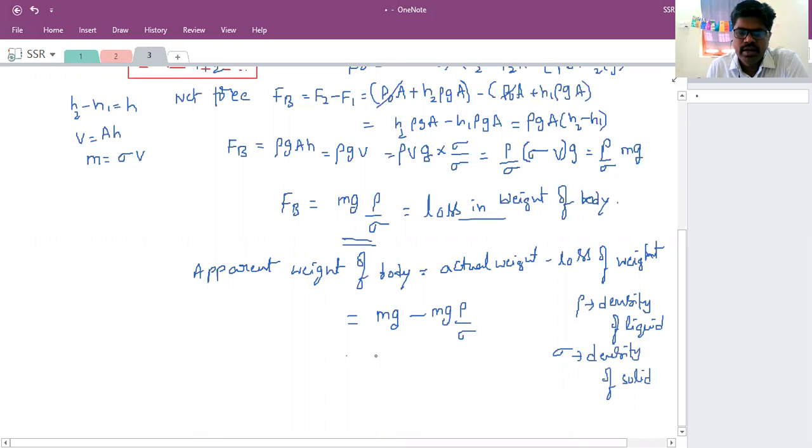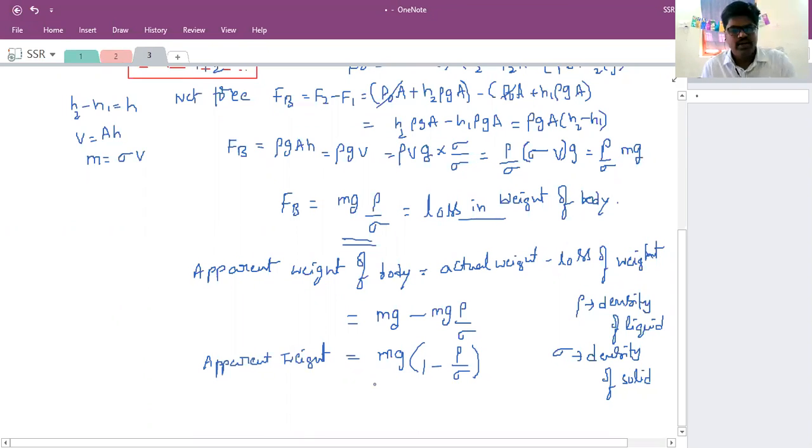Then you can write the apparent weight of the body is mg into 1 minus rho by sigma. The apparent weight of the body is mg times 1 minus rho by sigma. This is the apparent weight of the body whenever it is inside the liquid. Are you clear up to this?